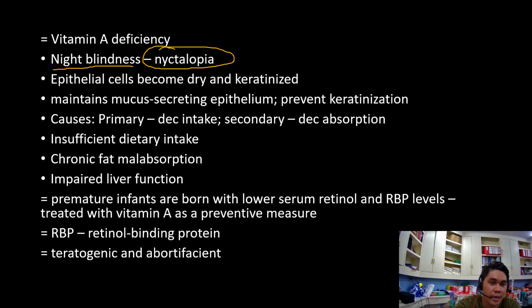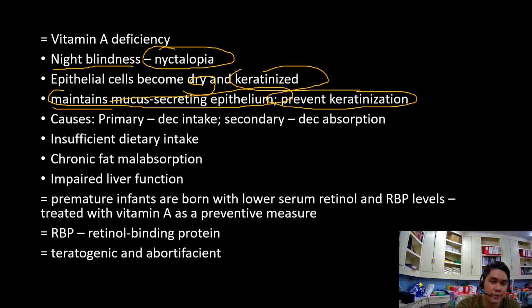Epithelial cells become dry and keratinized because vitamin A is important in the maintenance of mucosecreting epithelium. So there will be dry, keratinized skin. Vitamin A maintains mucosecreting epithelium and prevents keratinization.